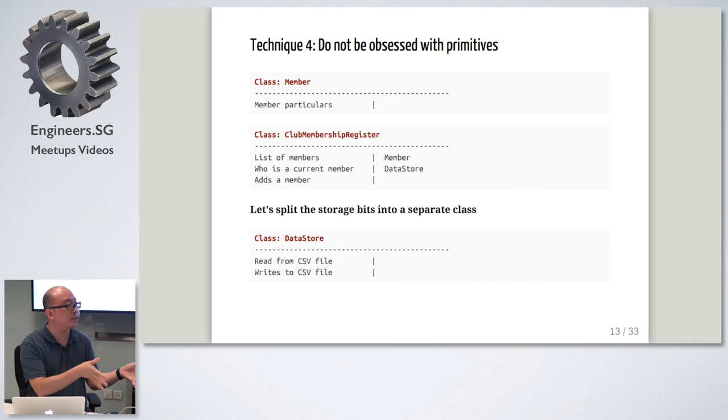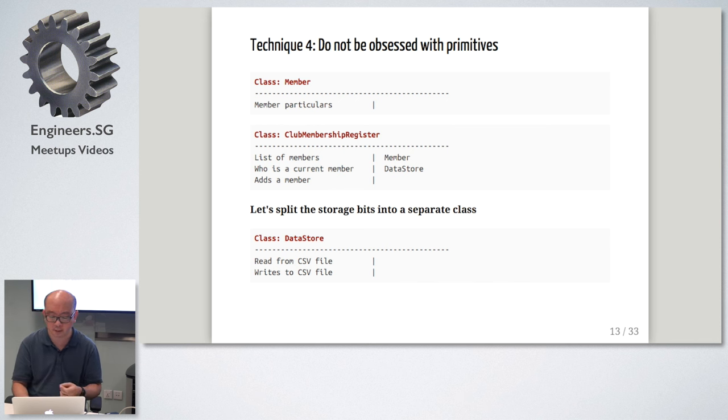So based on the procedural code that you have, you draw out CRC cards. You figure out what the collaborators are, and what the responsibilities of each class are. This helps you get some clarity about what your models should look like, how you should model it, and what all your classes should be doing, right?